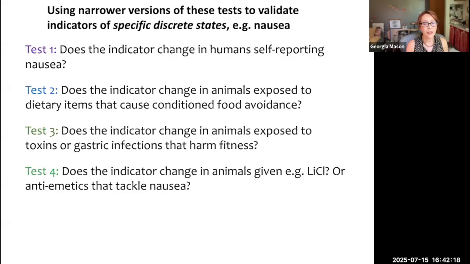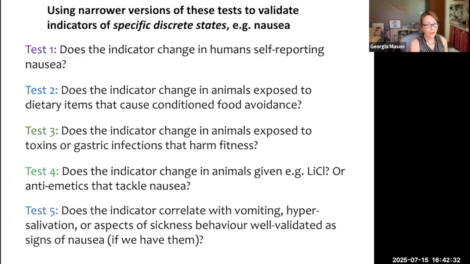We'd look for indicators that change not just in response to affect-improving drugs, but specifically drugs that tackle nausea, or perhaps drugs like lithium chloride that induce nausea. And again, if we have ready-made, validated indicators of nausea, we can use those to validate new ones. So I really hope that makes sense. If there's time at the end, I'll talk about what people sometimes do instead if they're not choosing indicators based on their construct validity.